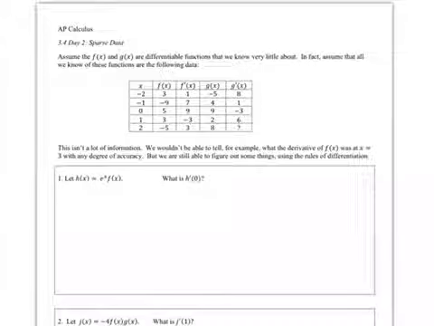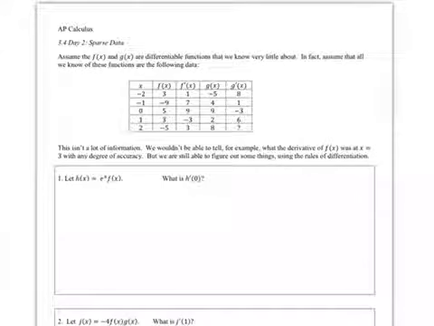Okay, here we are at 3.4, day number 2, derivatives with sparse data. If we're just given a little bit of data in this table, of course, -2 to 2 for x, we're given f's values, the outputs of f, the derivatives for each of those values, g's values, as well as the derivative of g's values, and we have a question mark there for g prime of 2. This isn't a lot of information.